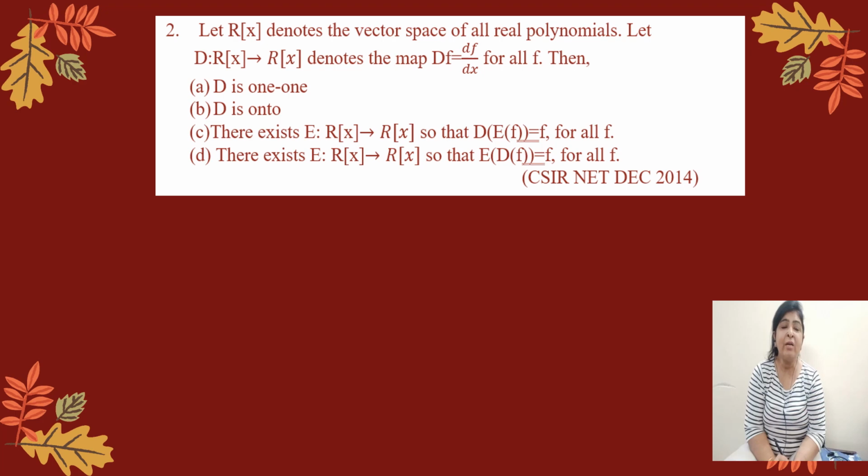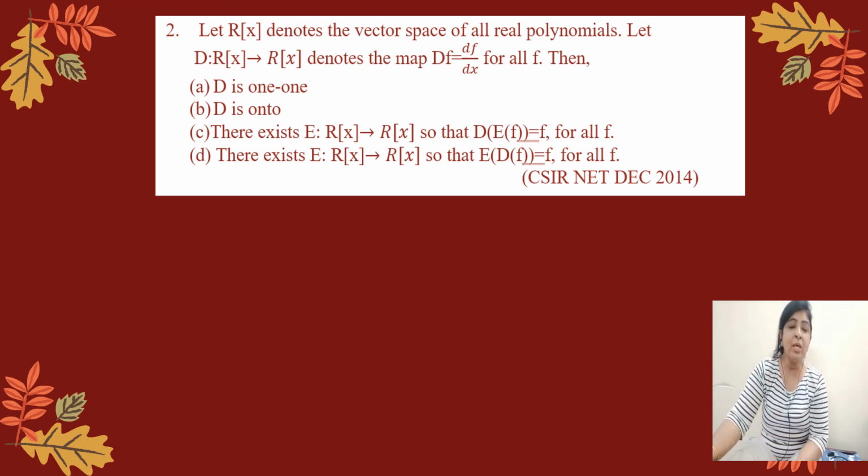So let us define a function D from R[x] to R[x], the map D(f) = df by dx for all f. Then the options are: D is one-one, D is onto, or there exists E from R[x] to R[x] so that D(E(f)) = f for all f, and there exists E from R[x] to R[x] so that E(D(f)) = f for all f. Four options are given to you, and we have to check which one is correct.